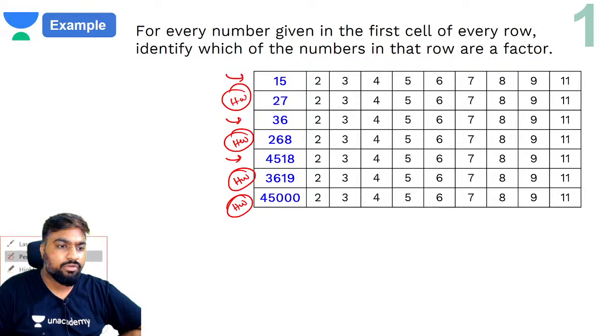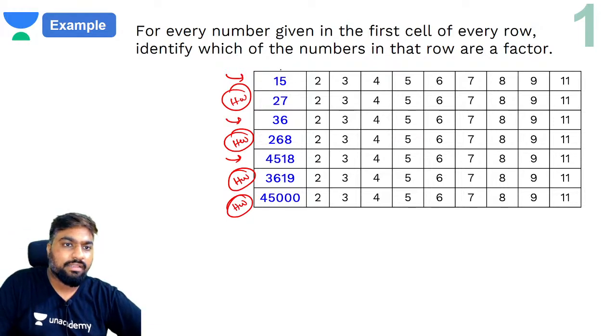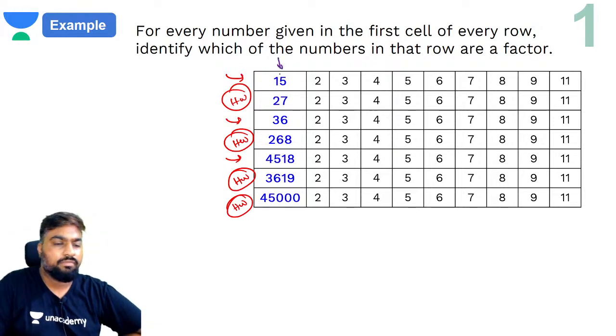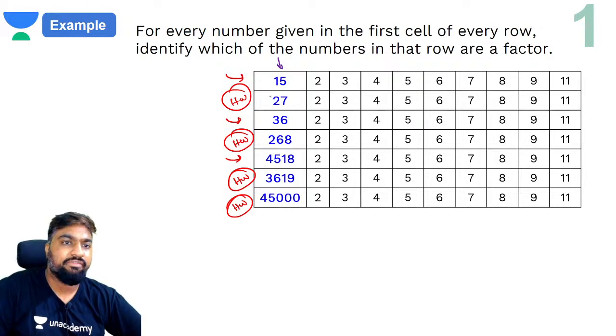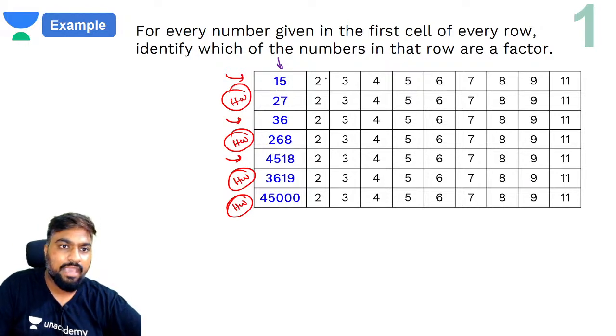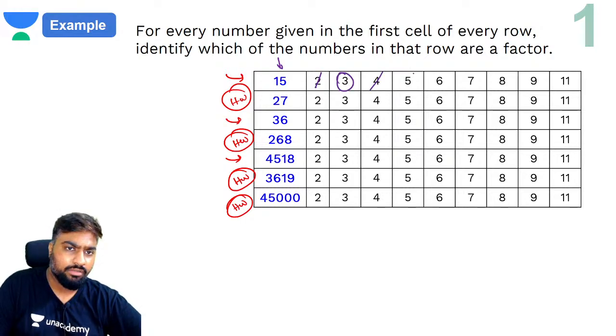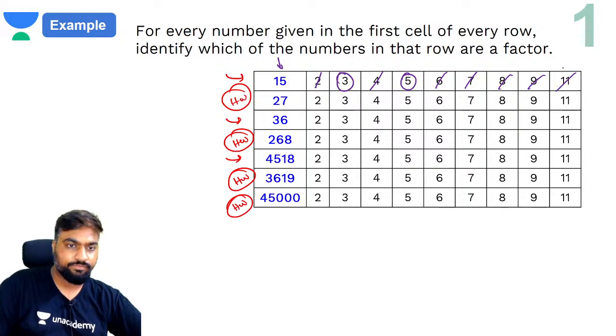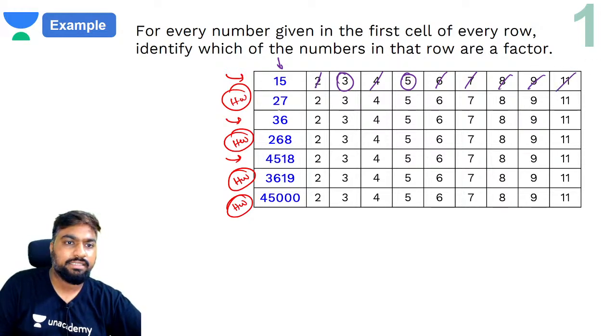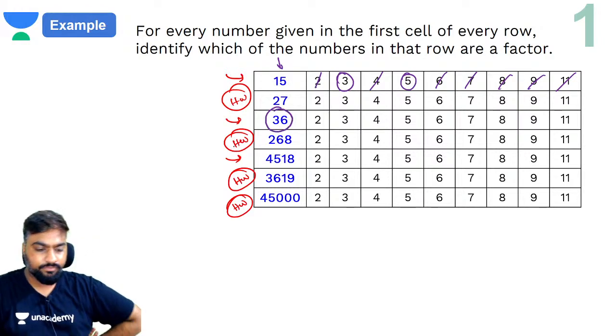So what do we have to do here? Take the number on the first column, 15. All you have to do is check which of these numbers can divide 15. Can 2 divide 15? No. Can 3 divide 15? Yes. 4? No. 5? Yes. 6, 7, 8, 9, 11? No. Yes. Do it for 36 now. 36 का करो जल्दी. Quickly do it for 36.